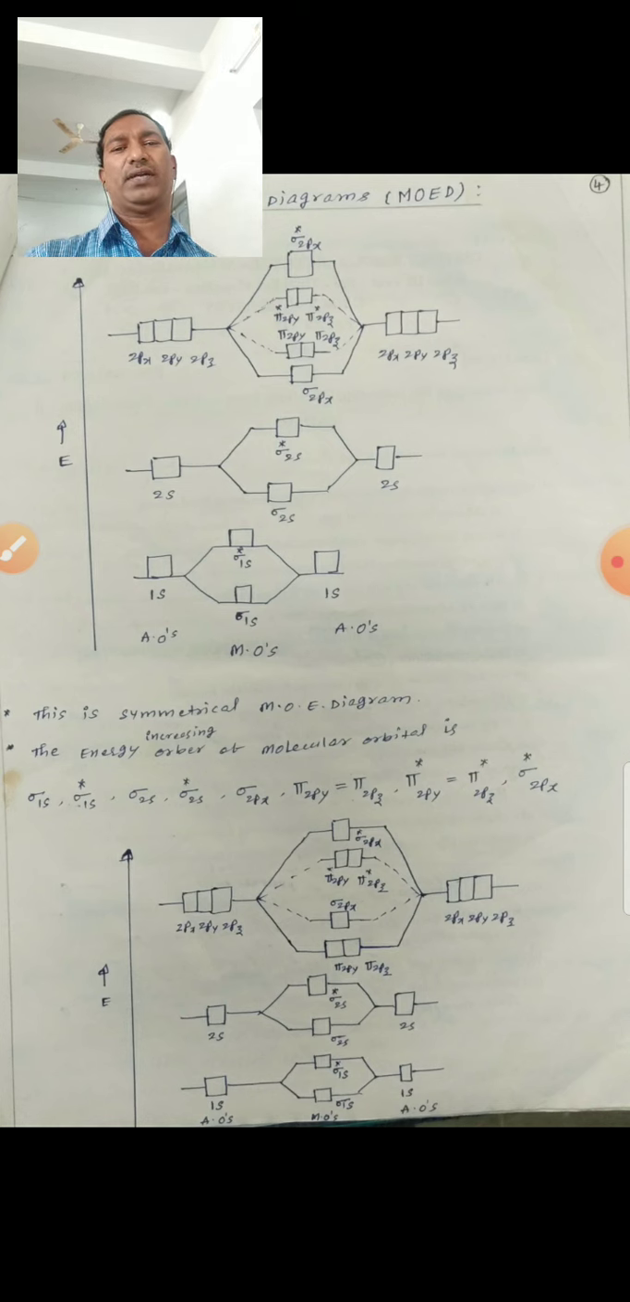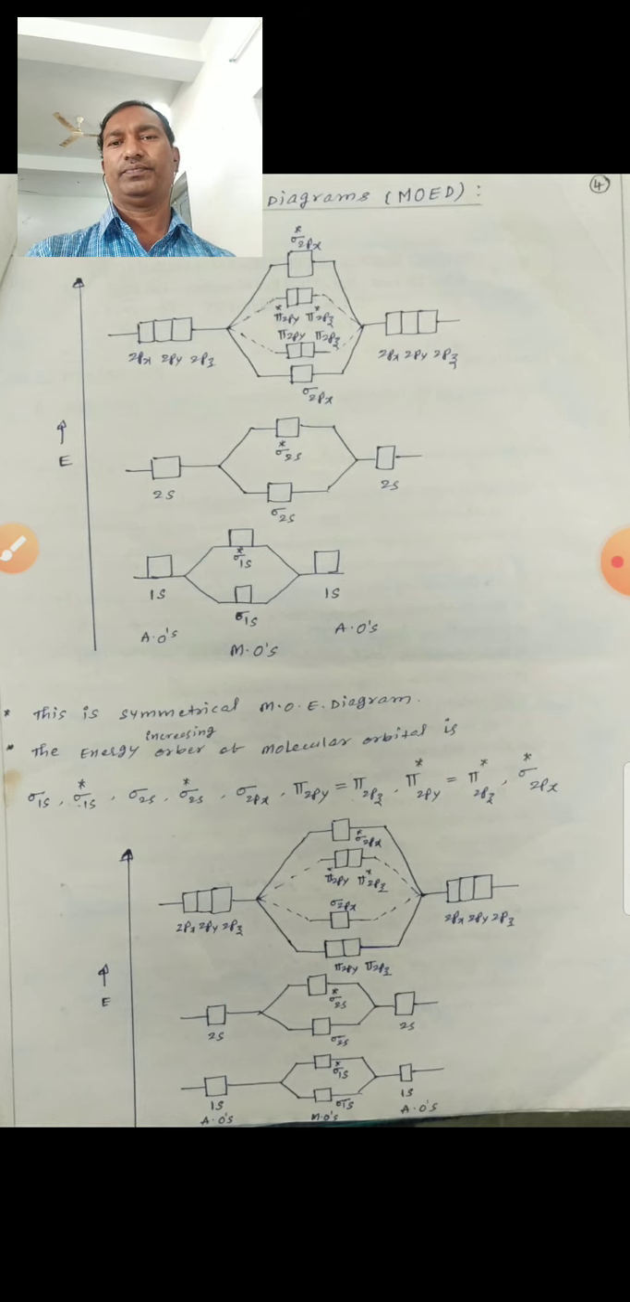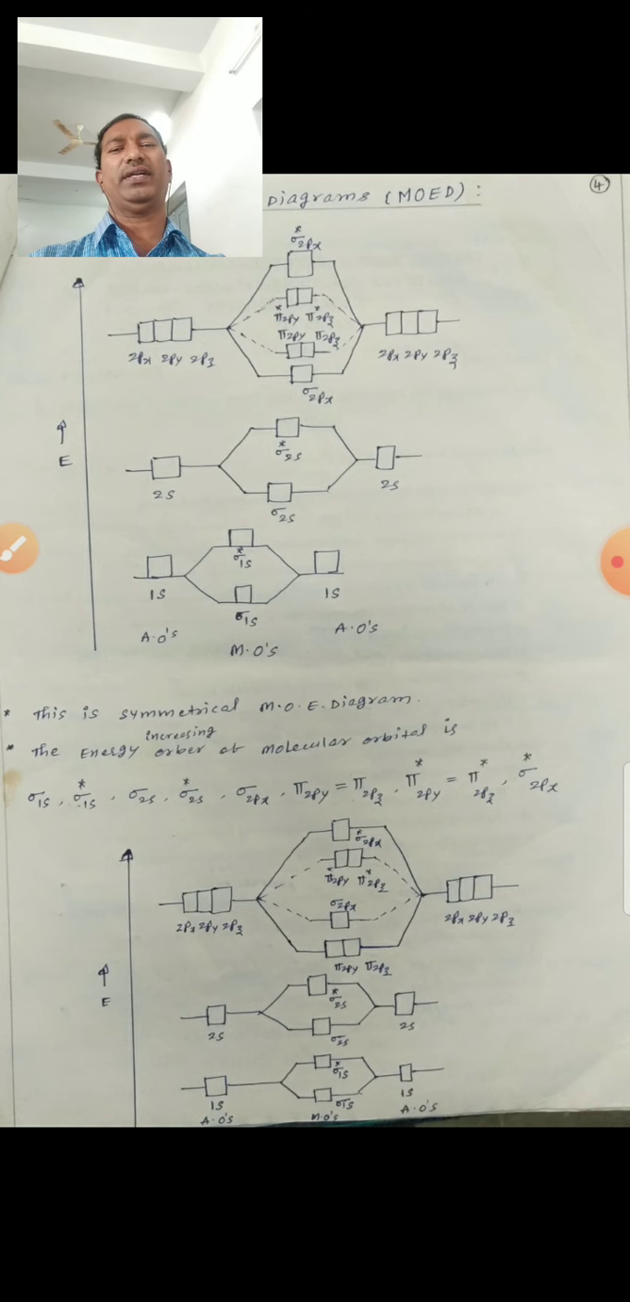Next, pi star 2py and pi star 2pz orbitals. These are the antibonding pi orbitals, and these two orbitals also have the same energy. And sigma star 2px is also an antibonding orbital. Of the total 6 orbitals, 3 are bonding molecular orbitals and the remaining 3 are antibonding molecular orbitals. So this is the symmetrical molecular orbital energy diagram.